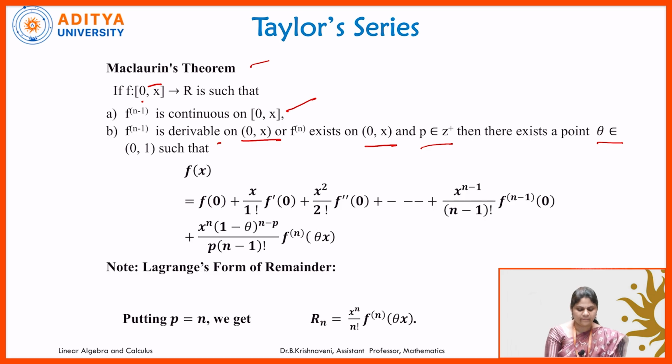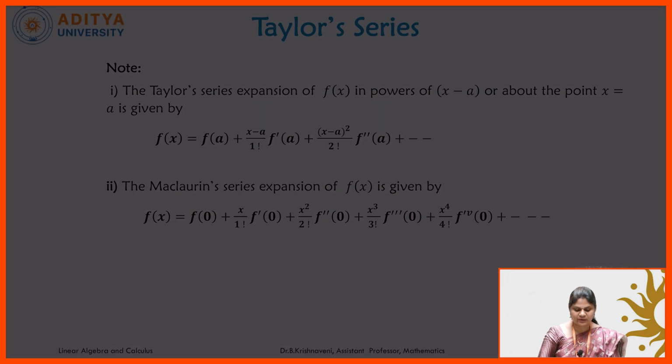f(x) = f(0) + x/1! f'(0) + x²/2! f''(0) + ... + x^(n-1)/(n-1)! f^(n-1)(0) + x^n (1-theta)^(n-p) divided by p (n-1)! times the nth derivative of f at theta x. The last term gives the remainder, and to get Lagrange's form of remainder we again substitute p equal to n, then Rn is given by x^n / n! times the nth derivative of f at theta x. So this was about the Taylor series and the Maclaurin series.